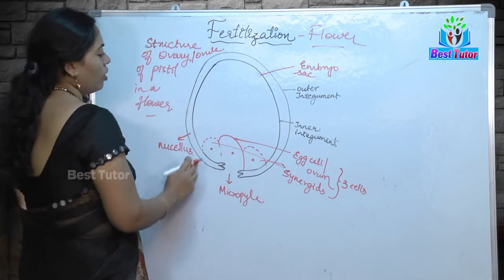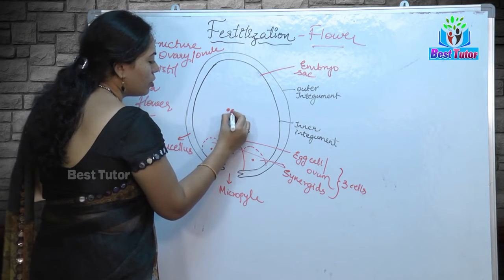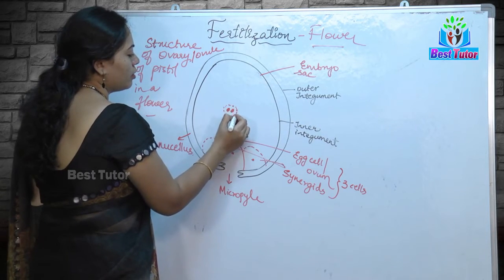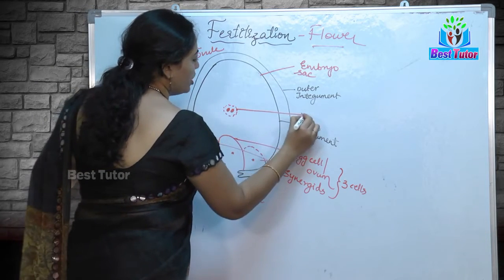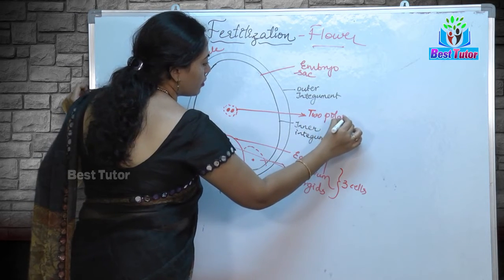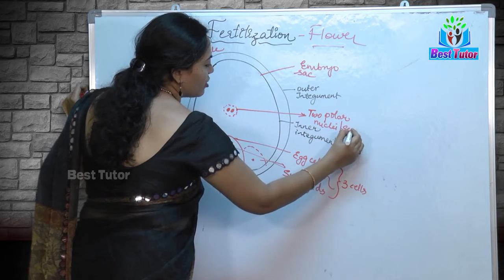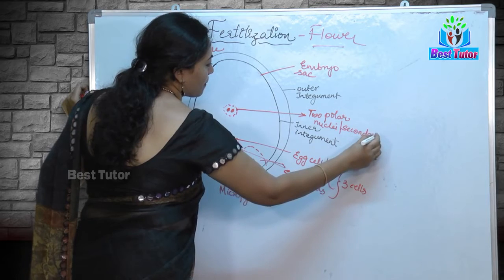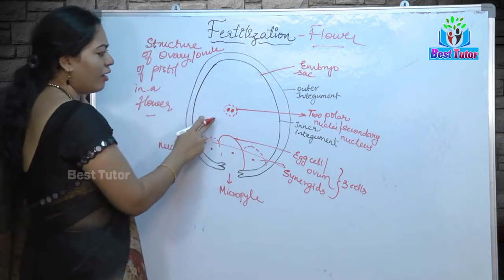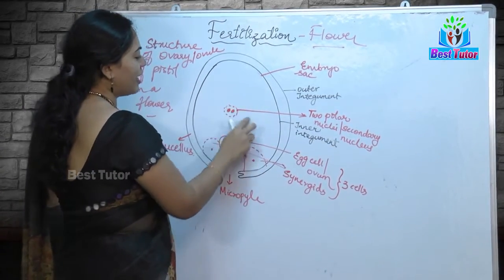Fine. Now at the center of the embryonic sac, we have two nuclei, which we call two polar nuclei, or also known as secondary nucleus. So at the center we have two polar nuclei or secondary nucleus. So we may consider it as one cell.